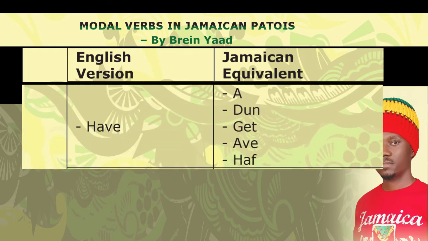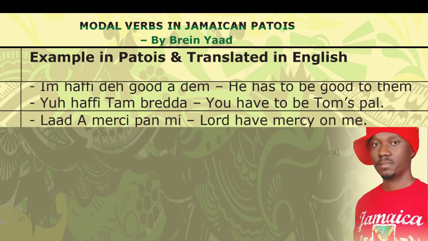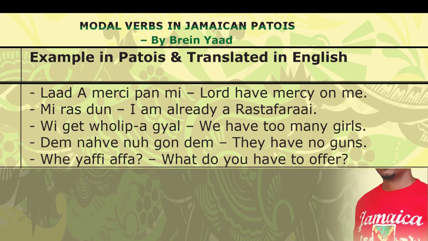Next, modal verb, have. How do you say have in Jamaican? You can simply use "a" or "done," "get," "have," or "ab." Sometimes we use "ab" to mean have. So, for example, somebody says, "Lada mas pa me," meaning Lord have mercy on me. Two, "Mi ras done," meaning I am already a Rastafari. Ras, short for Rastafari. I'm already a Rasta.